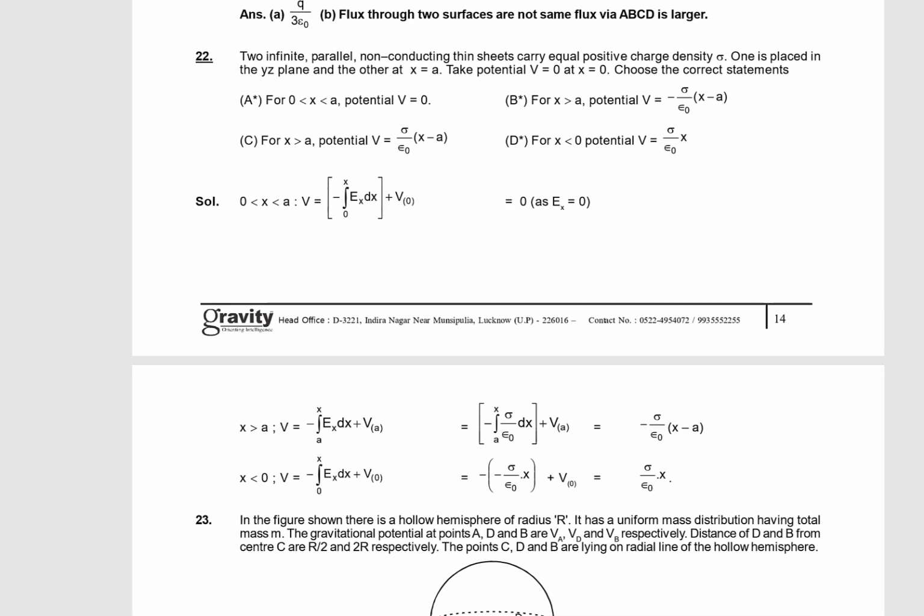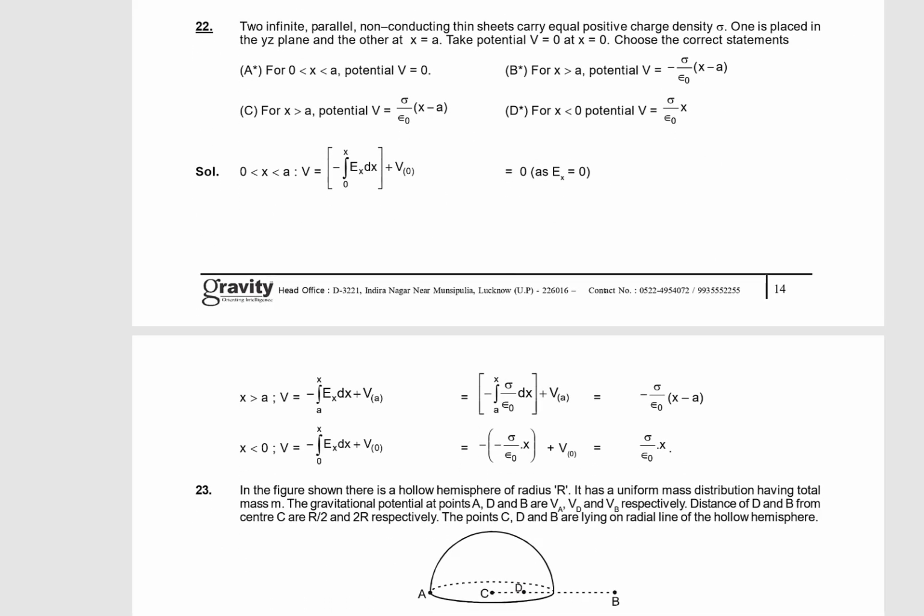Okay, moving to the next question, the 22nd question. Here we have two infinite parallel non-conducting sheets, each having charge density sigma. We know that the electric field due to a non-conducting sheet is sigma by 2 epsilon naught. One sheet is passing through the origin and the next sheet is at x equal to a. It is also given that the potential at the origin is 0. Now we have to find the potential at any particular point x.